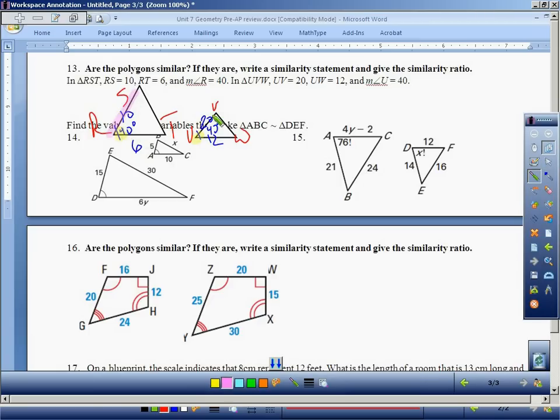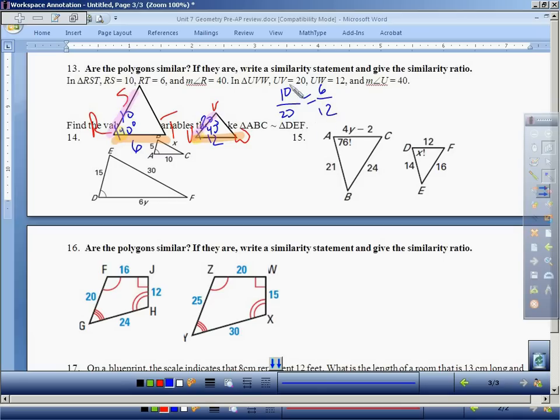Then I look at the corresponding sides, and I set up a proportion. So 10 is to 20 should be the same as 6 is to 12. Indeed, they are. These both reduce down to 1/2. So triangle RST is similar to triangle UVW by the side angle side similarity theorem. I abbreviate with the similarity symbol and then THM for theorem.